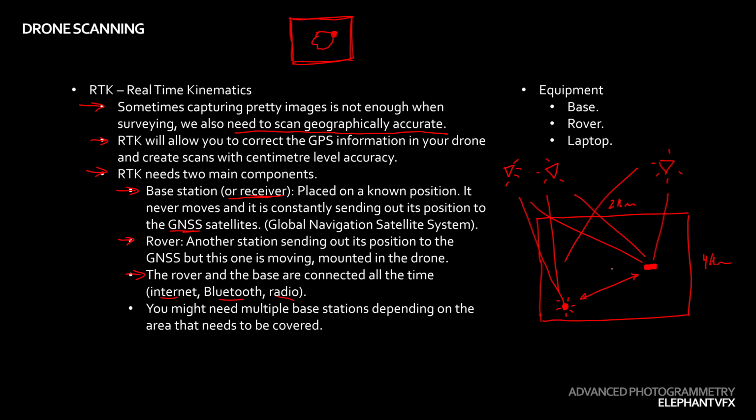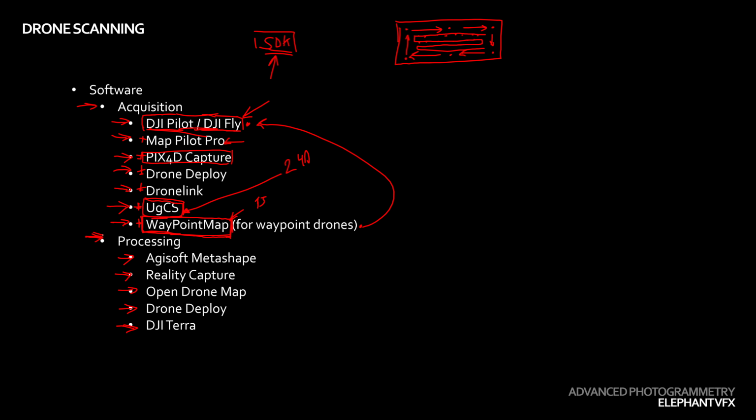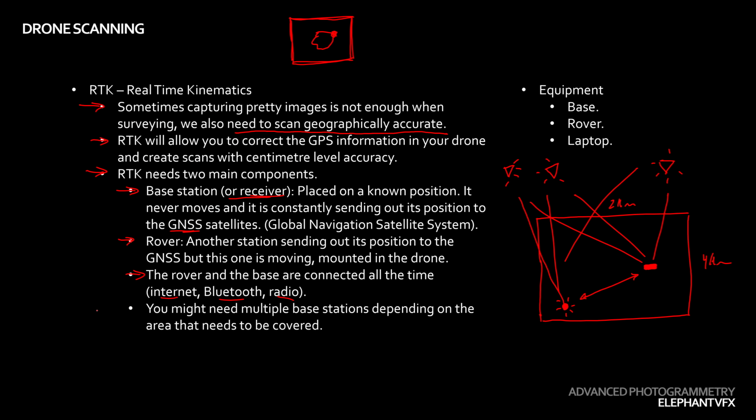All that information gets computed, and it gets translated to some kind of coordinates that then we can use in the processing software to create a scan that not only looks nice, but has geographically accurate information to centimeter level, right? So with this system, you get a margin of error of 2, maybe 3 centimeters, which is great, right? That's what you usually use in engineering and construction.